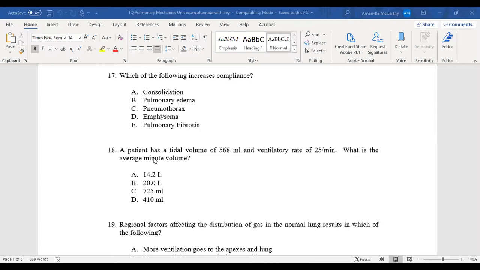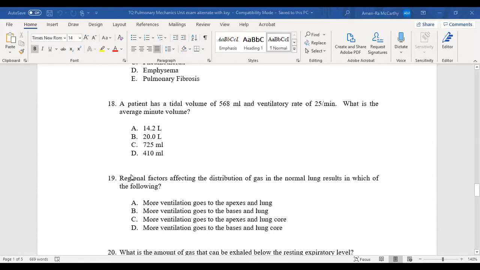The rest of those will be a low compliance. Consolidation causes a low compliance. Pulmonary edema causes a low compliance. A pneumothorax will cause a low compliance, and pulmonary fibrosis will cause a low compliance. So if you know your diseases and what is what, that would have been an easy one for you. That's the only one on there that's an obstructive disease, emphysema. The rest of them are restrictive. Okay, the rest of them will cause a lower compliance.